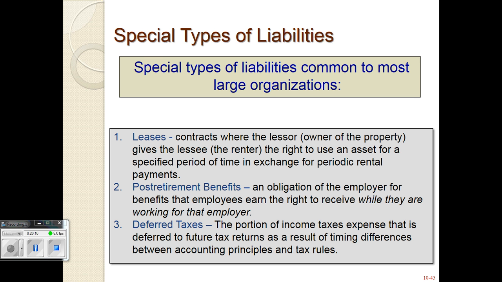There are times where things like post-retirement benefits, okay, and deferred taxes are always on the balance sheet. But there are times where you do have to put special liabilities onto your balance sheet.